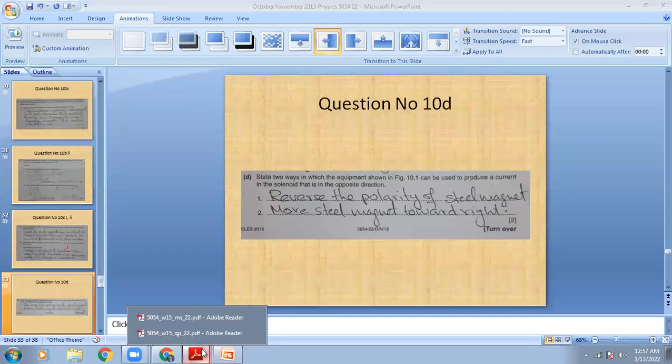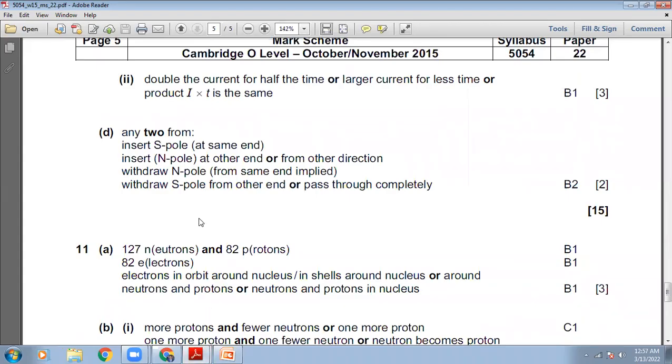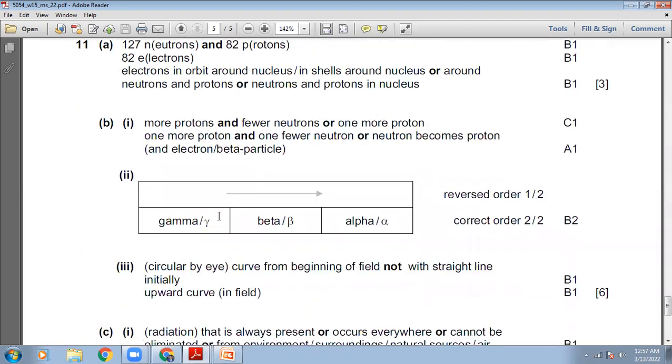So let's have a look at the marking scheme. Any two from: insert south at the same end and insert north at the other end; withdraw north pole from the same end employed; withdraw south pole from the other end or pass through completely. Okay, so our answers are right.